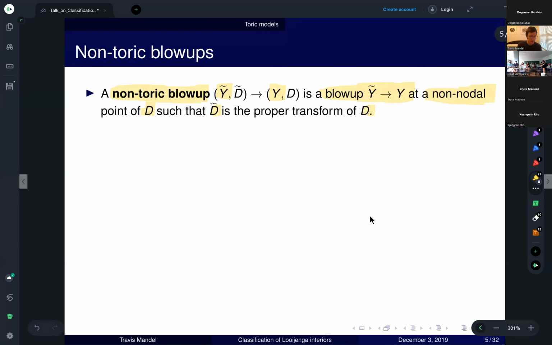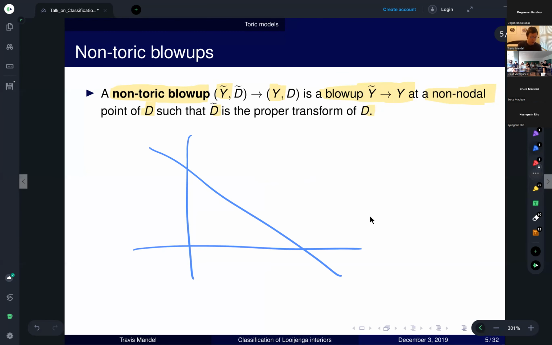proper transform of D. So here we have our boundary D, and instead of blowing up nodal points, we're blowing up non-nodal points like this, getting some exceptional divisors. And these exceptional divisors will now actually live in U. Other than the point where they hit D, the exceptional divisor will be added to U. So these actually change your Looijenga interior. So starting with just a toric variety, you can do different non-toric blowups to get a whole bunch of different new Looijenga interiors. In fact, as we'll see in the next couple slides, you can get all Looijenga interiors that way.